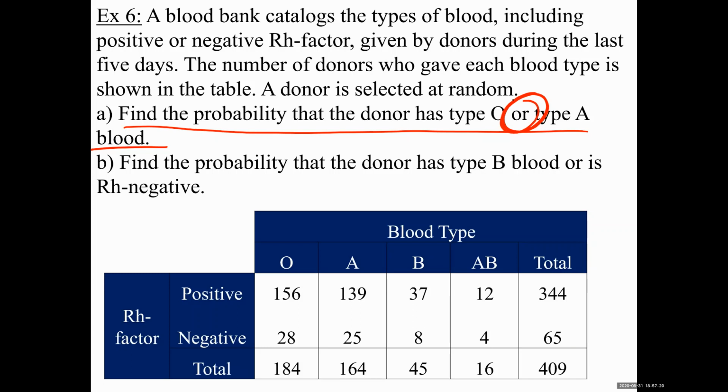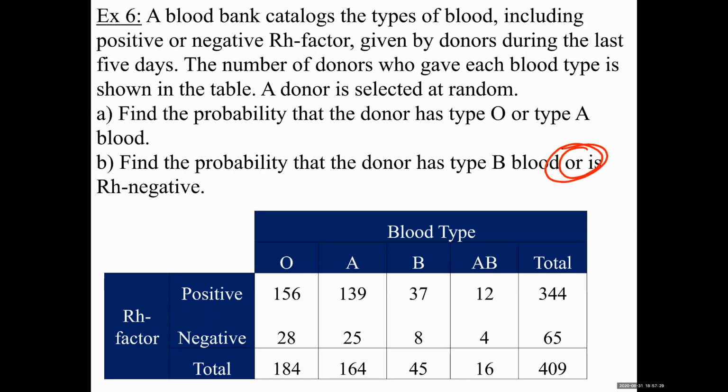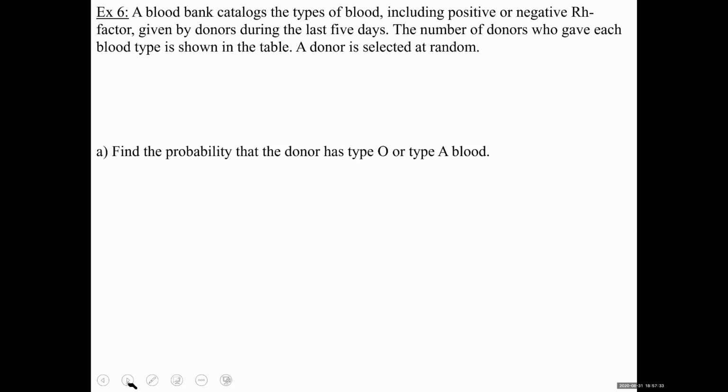So we're trying to find the probability of an "or." That's what we're talking about today, probabilities of ORs. Same thing with part B. It says find the probability the donor has type B blood or Rh negative blood. Okay, so we're going to do this. Part A, find the probability the donor has type O or type A blood. So here's part A, here's part B.